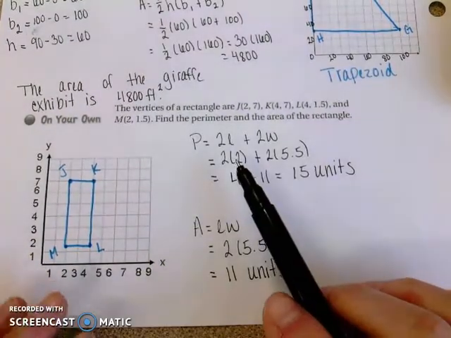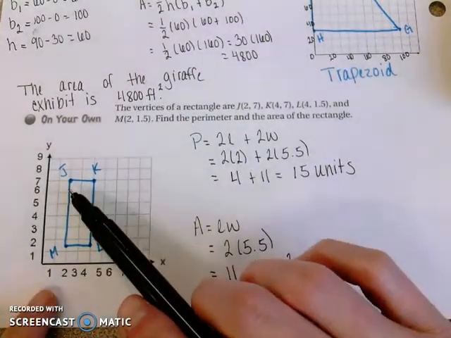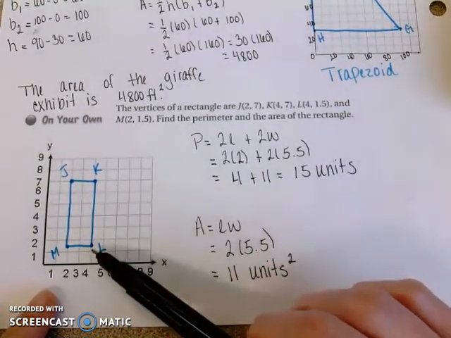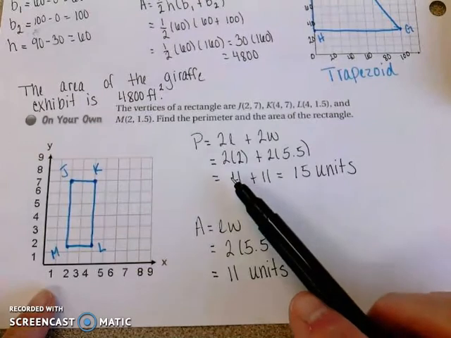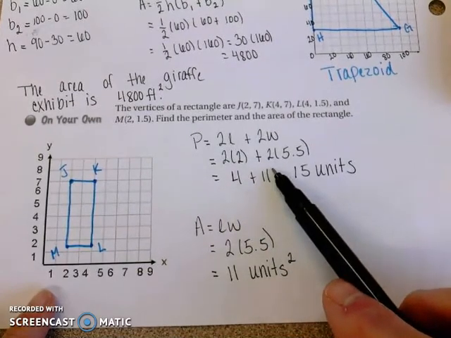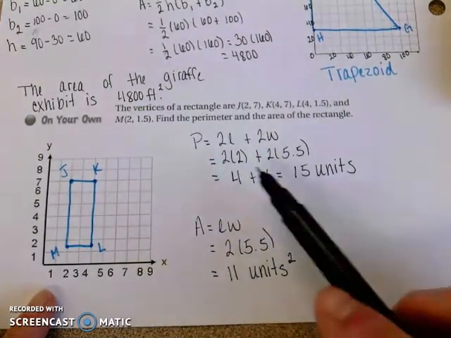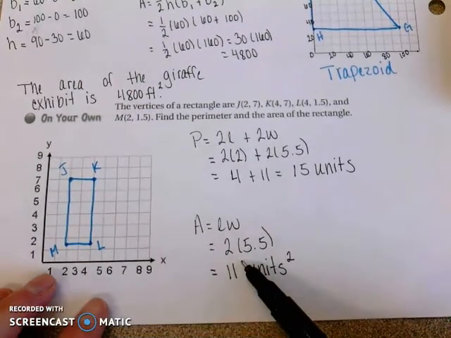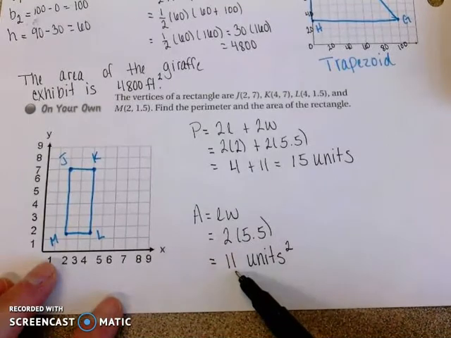Okay, so my length is 2 across the top, and then my vertical distance, my width, was 5.5. So for my perimeter, 2 times 2, and then 2 times 5.5, or I'm just adding all 4 sides together, and I got 15 units. Since it's perimeter, there's no squared. Length times width for the area, so I got 11 units squared.